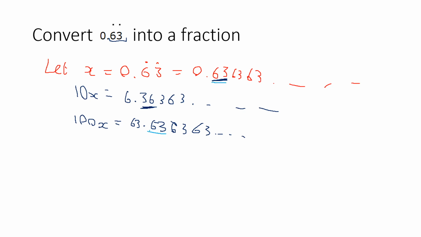So now what we can do is get rid of this 0.636363 by simply finding out what 99x is. 99x is equal to 63.63 recurring minus 0.63 recurring, which is just equal to 63. And so therefore, x is just going to be 63 divided by 99.